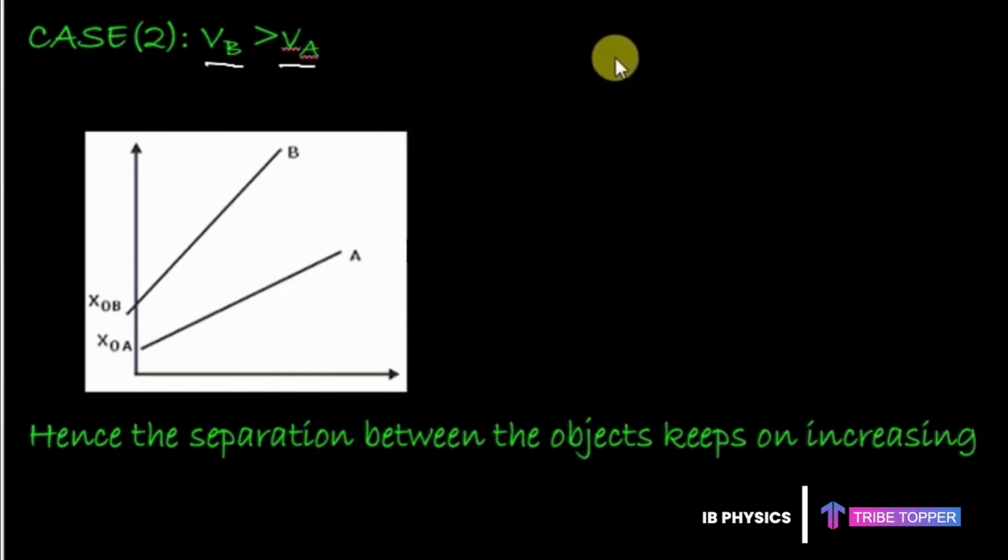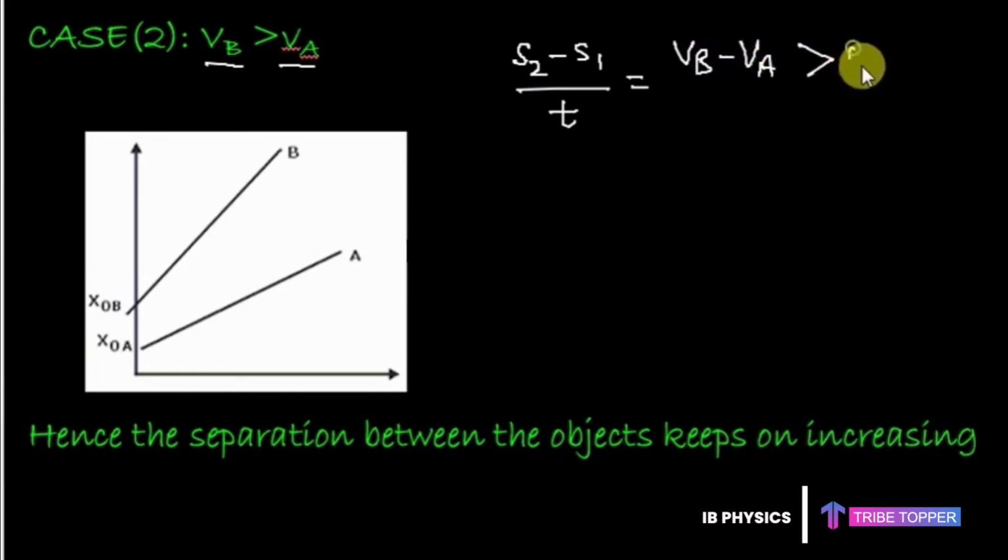It obviously means that (S2 minus S1) upon T, which is the difference of the two, that's VB minus VA, and this whole thing is positive because VB is greater than VA. Since it's positive, it means it is going to increase with time, so object B will move further apart, hence the separation between the objects keeps on increasing, and that is quite visible from the graph itself.